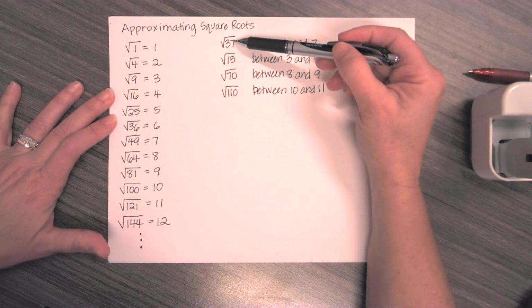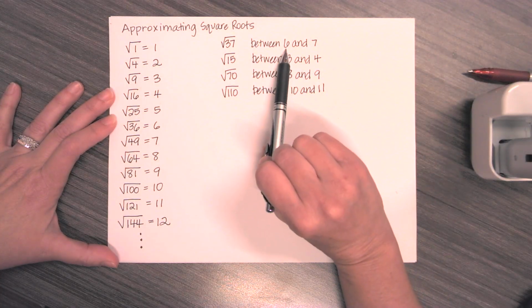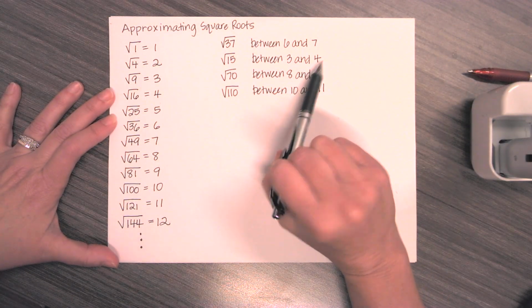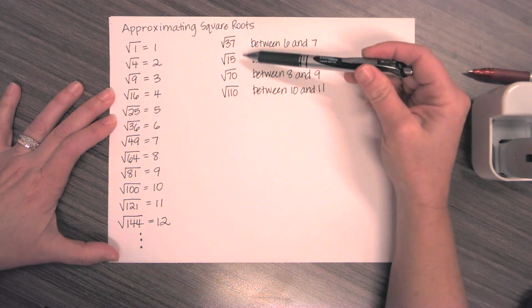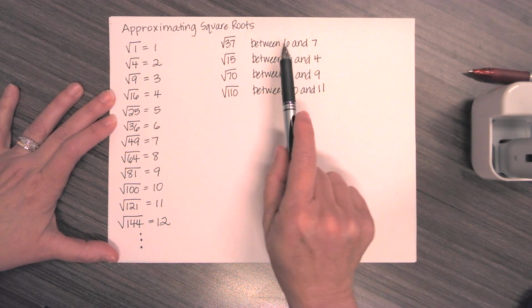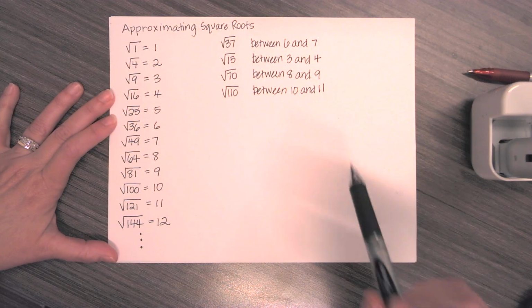And you could check these in your calculator. You know, put in the square root of 37, you should get 6 point something. Square root of 15 should be 3 point something. But there's no reason why we can't, without a calculator, at least know what two whole numbers these answers will fall between.